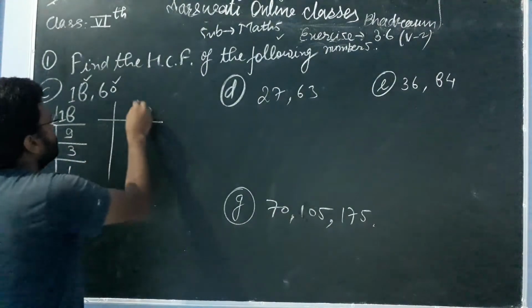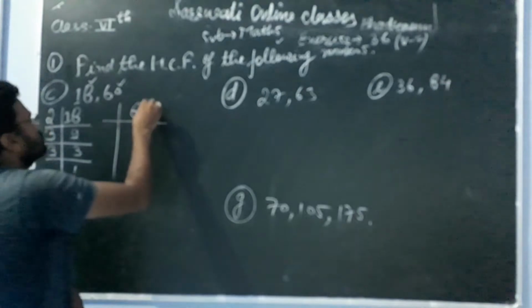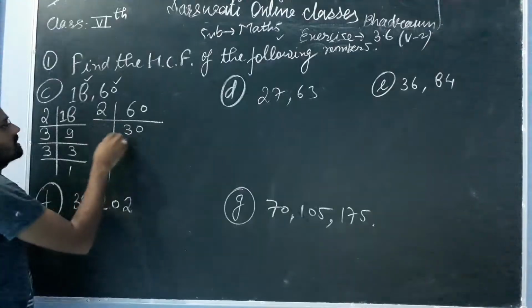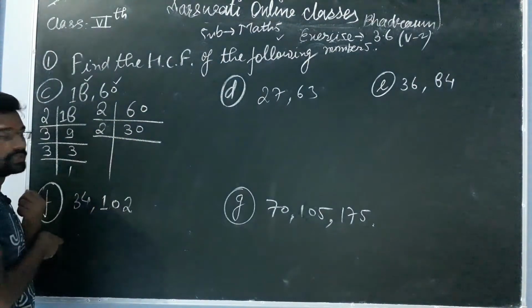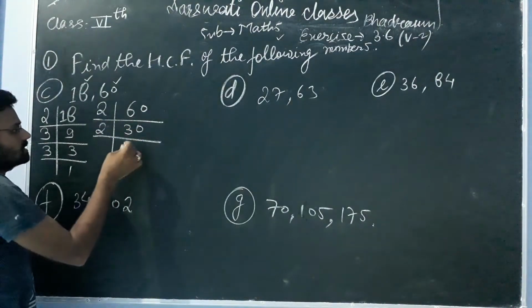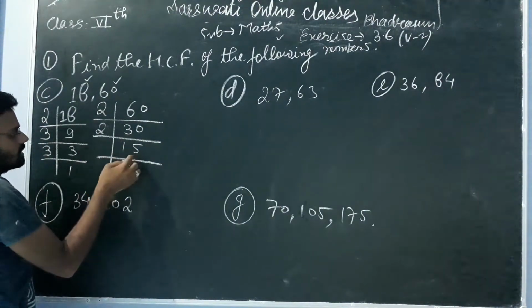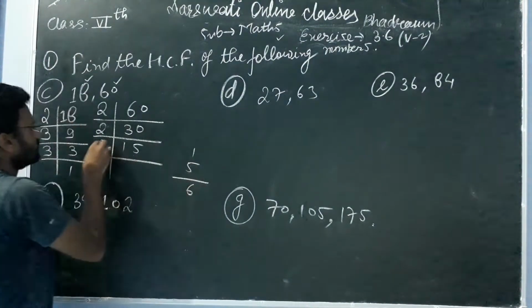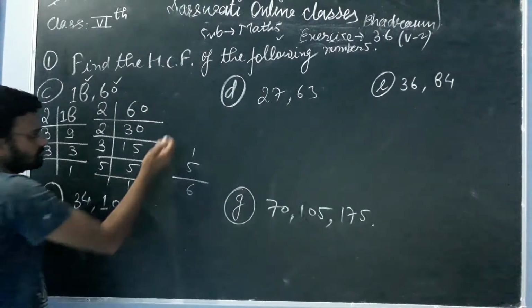Now we will take 60. Unit place digit is 0, so we divide by 2: 2 3s are 6, and 0. Again by 2 because the unit place digit is 0 again: 2 1s are 2, 2 5s are 10. Now again we divide by 3: 1 plus 5 is 6, 3 5s are 15, and now by 5: 5 1s are 5.